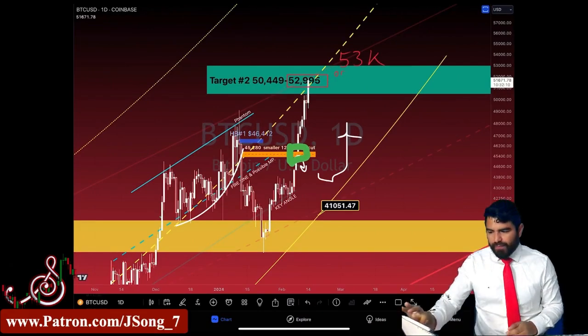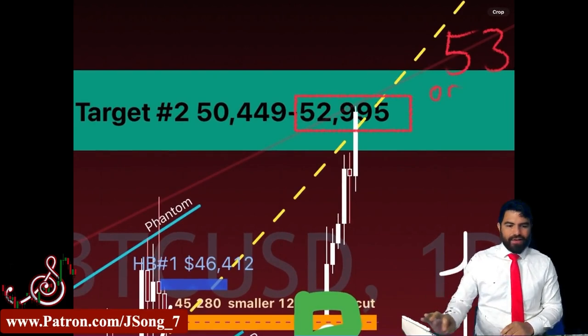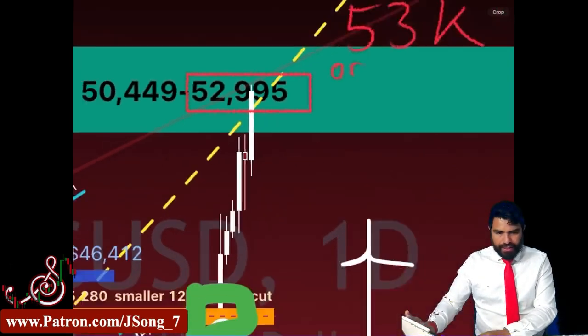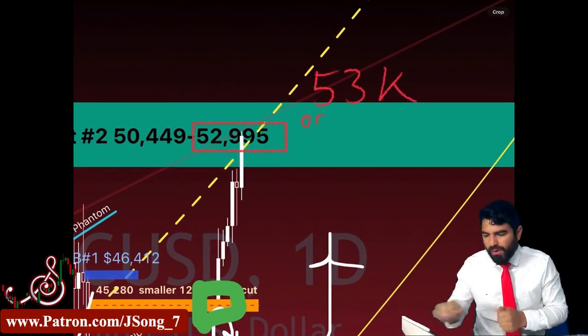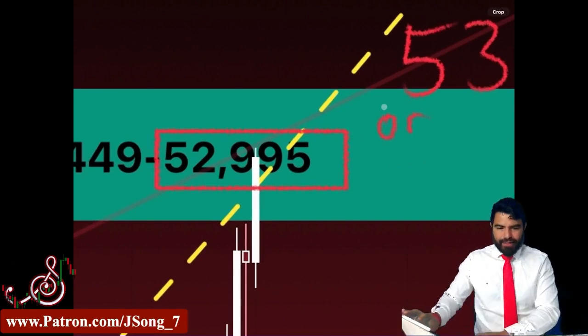Now, where's our target? 50,499 to 52,995. We first hit that low side of the target for 2 days straight, 2 days ago, and it didn't deter us. That shorter 6 hour chart was confirming there's still momentum. So therefore, most likely we're going to hit the top side of the target.